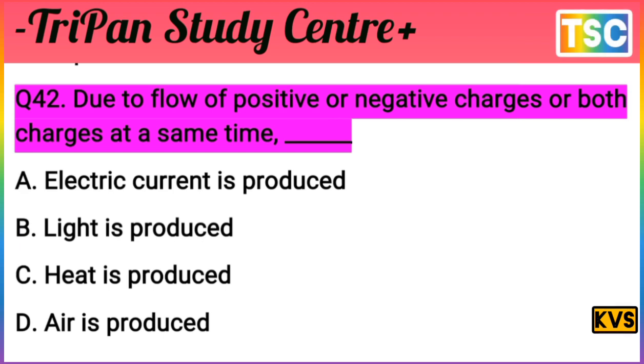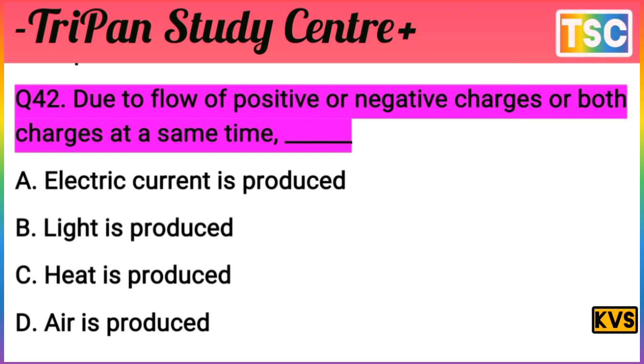Next question on your screen. Due to the flow of positive or negative charge, both charged at the same time: A. electrical current is produced, B. light is produced, C. heat is produced, D. air is produced. Do you understand the question?